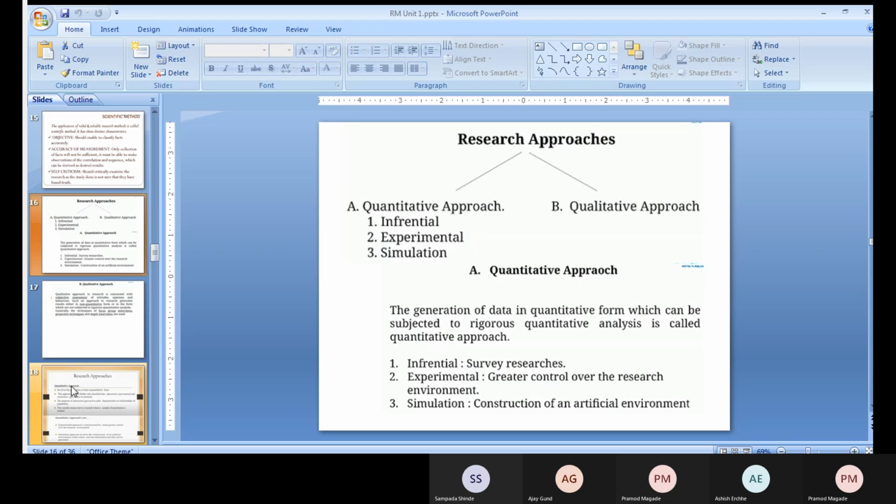Inferential means what? Survey based structure. Experimental and simulation means construction of an artificial environment, so we have to simulate the things. Just write down these points in case of quantitative research. Actually, this is an additional point. For the sake of your understanding, you can write it.